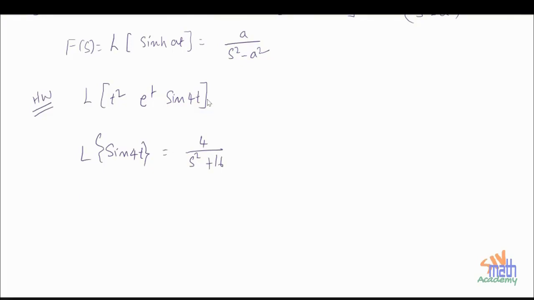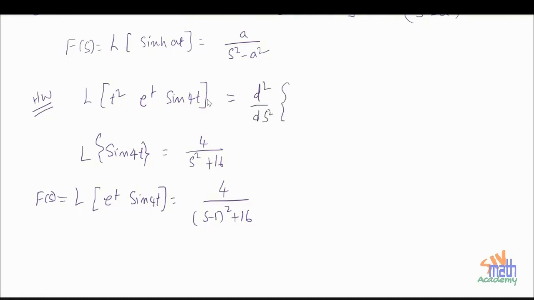Then shifting, correct? L of e power t sine 4t. What do you get? 4 upon s minus 1, because the coefficient of t here is 1. Okay, whole power 2 plus 16. So this is now f of s. And now you have to differentiate how many times? Twice, d square by ds square of this f of s, that is 4 upon s minus 1 the whole square plus 16. Hope you will complete this. Twice you have to differentiate and give the outcome.